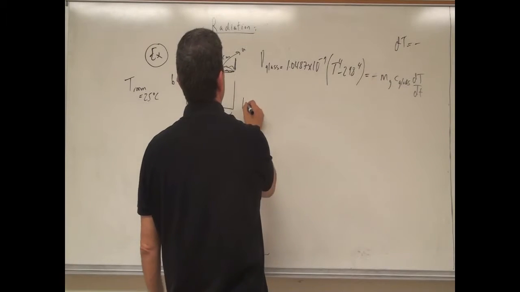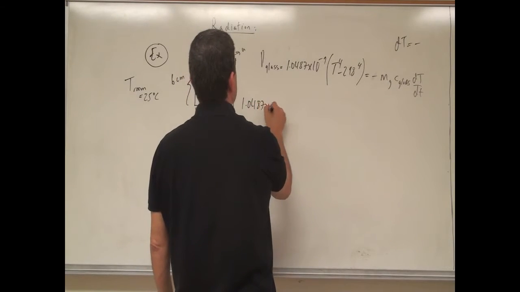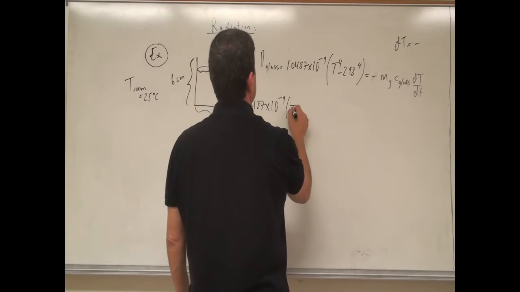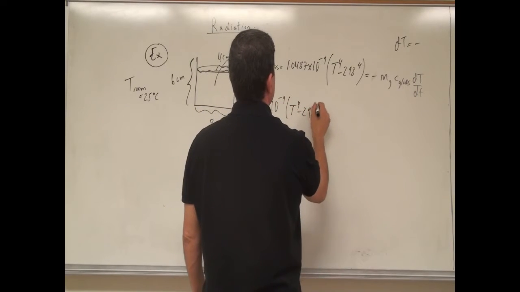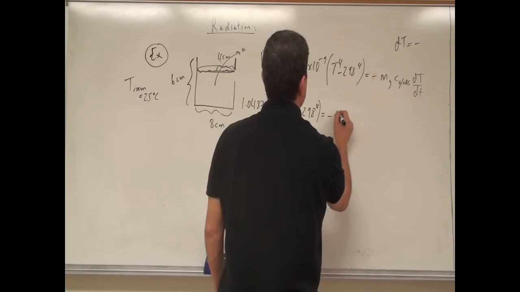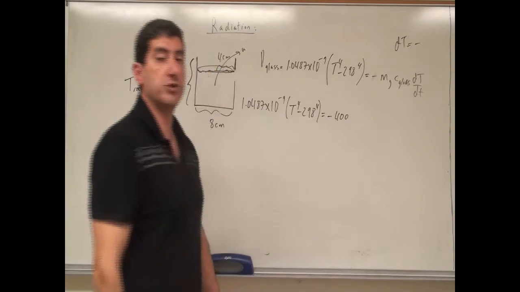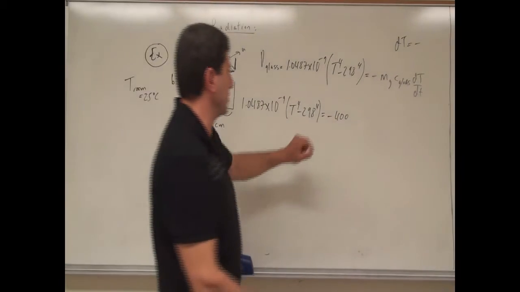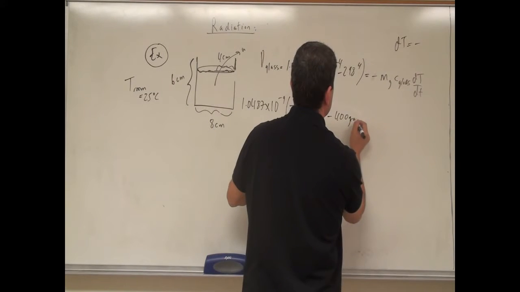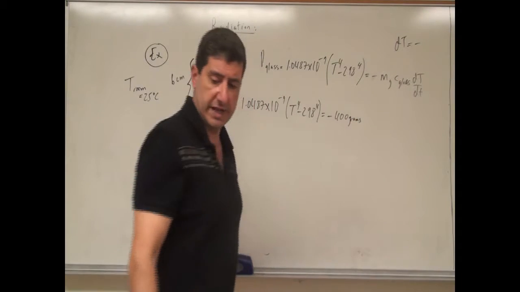So then we have here 1.0487 times 10 to the negative 9, T to the 4th minus 298 to the 4th. Then we put the mass of the glass, 400 grams. And we're going to put the specific heat of the glass.